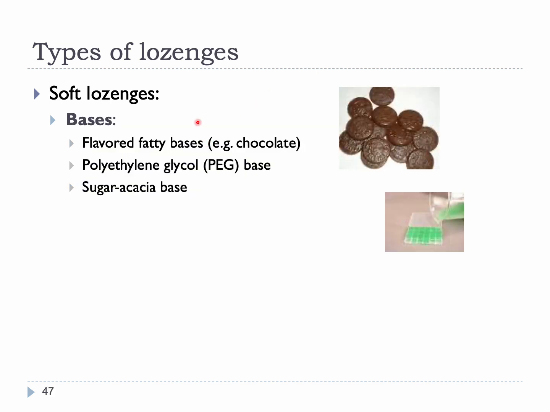Soft lozenge. The base is different from the hard lozenge. Soft lozenge bases are flavored fatty bases, for example chocolate, or polyethylene glycol (PEG) base, or sugar acacia base. For this kind of soft lozenge, the method is similar. The base will be melted with heat, and then the API will be mixed into the base and poured into the mold. It differs in the soft state compared with the hard one from the previous one.